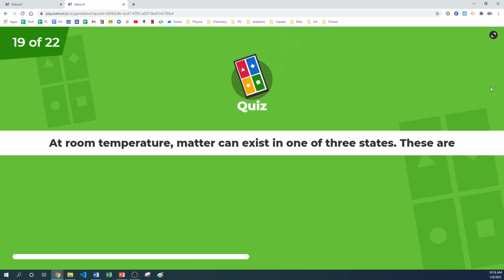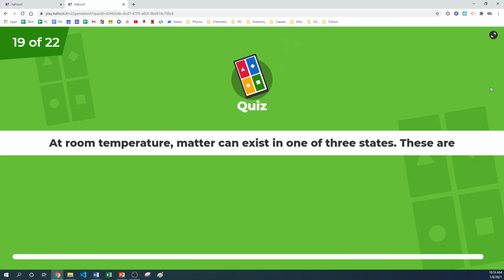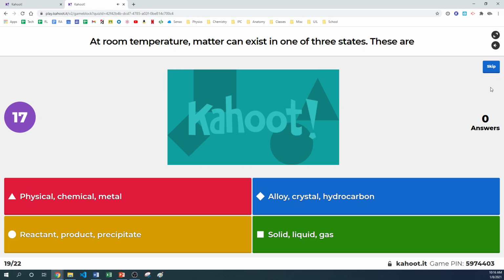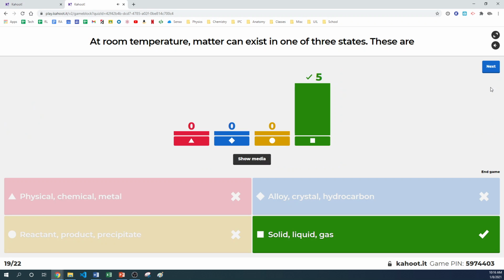At room temperature, matter can exist in one of 3 states. These are solid, liquid, and gas are the main states.